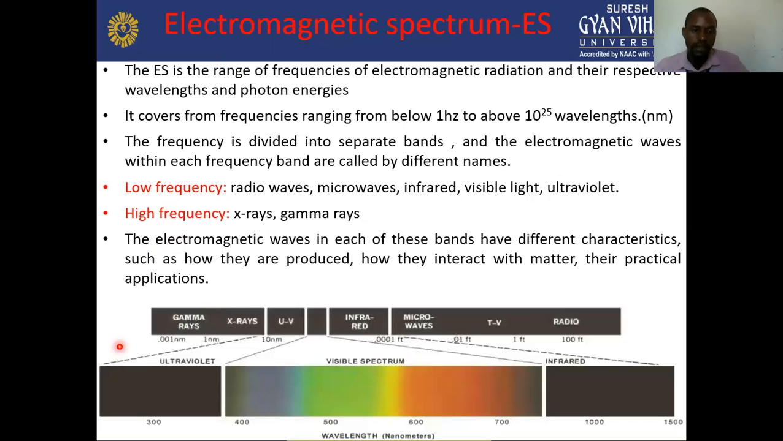In this case, this is the representation of each one of them. We start from the gamma from one end, then come to the X-rays, then the UV, the ultraviolet. Sorry, before we get to the infrared, we have the visible spectrum of visible light. Then we have the infrared, the microwaves, then the radio waves. So these are the different bands that we have, and their distances and wavelengths.